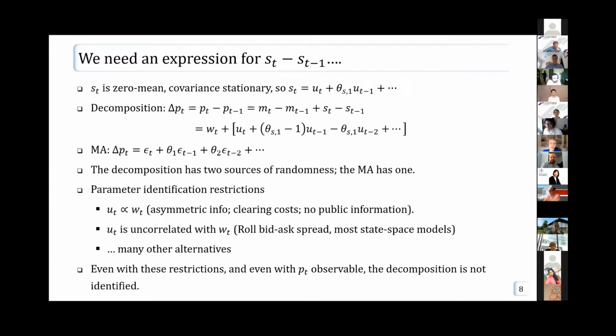Well, what do we know about the price pressure? It is defined to be zero mean covariance stationary. So it too has a moving average representation, which I can write in terms of thetas and u's. And substituting those things in for the price change, I get this term here based on the random walk decomposition, and I need to set up the correspondence between that and my original moving average model. Now, we know that there's going to be a bit of a problem here because the decomposition has two sources of randomness, the W and the U's. The moving average representation has one. So I'm going to need some more identifying restrictions.